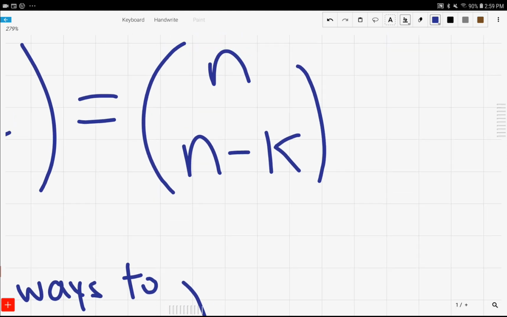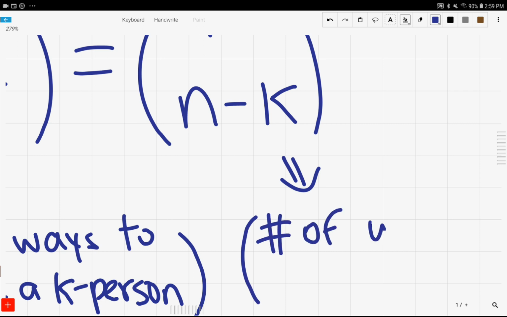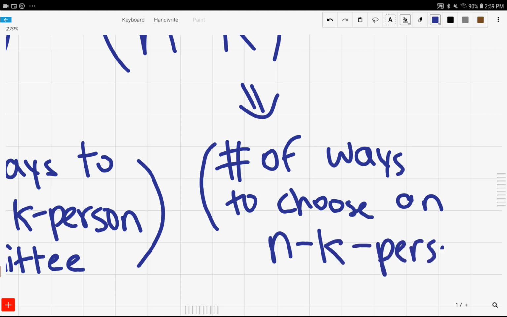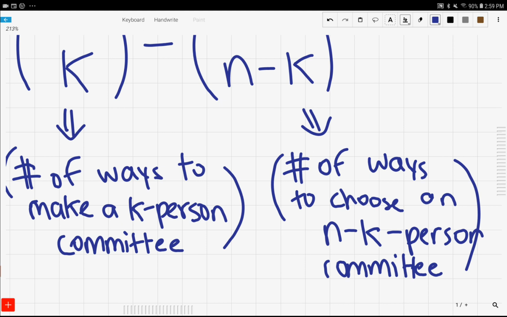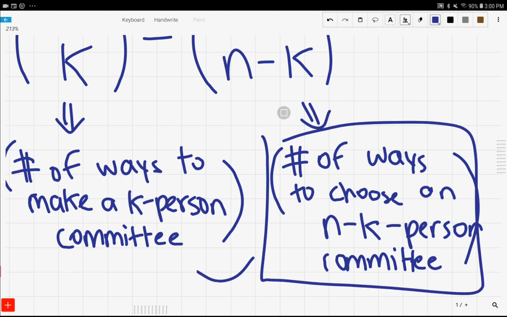And on the other hand, we have n choose n minus k, which is basically the same thing, except it's the number of ways to choose an n minus k person committee. And you may be wondering, how are these two things equal? Well, let's say we're trying to find the number of ways to make a k-person committee. However, how is this equal to this?